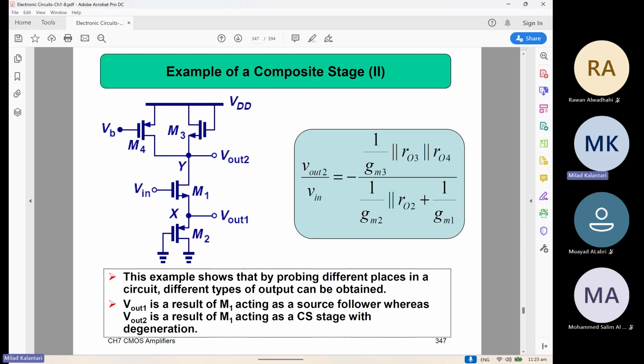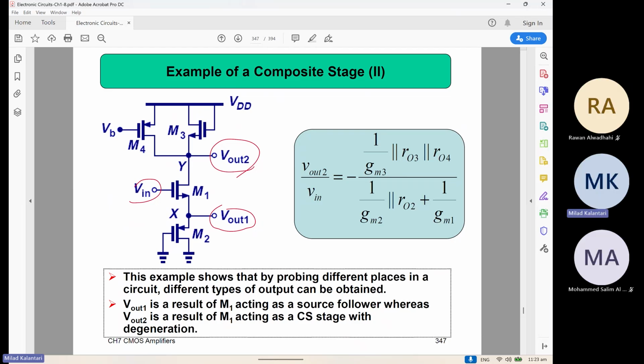So how about for this? It's pretty much similar, right? First of all, actually this circuit has two outputs. One is as the common. So from the input to output one, the circuit is like the common drain, because the input is gate and the output is the source. But on the other hand, from the input to the V out two, basically it's like the common source.